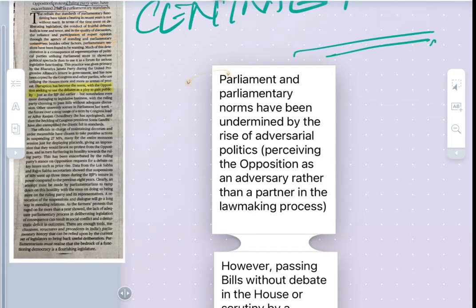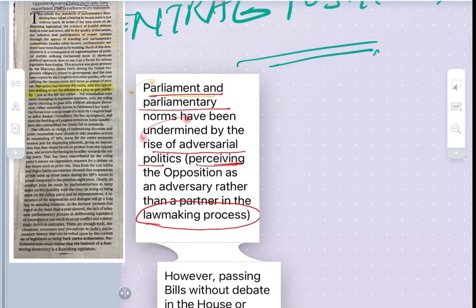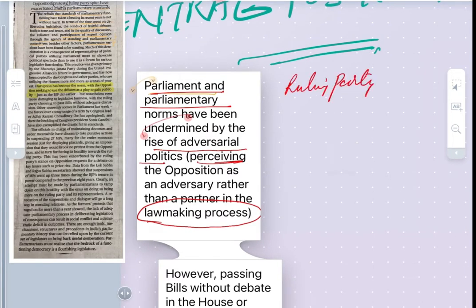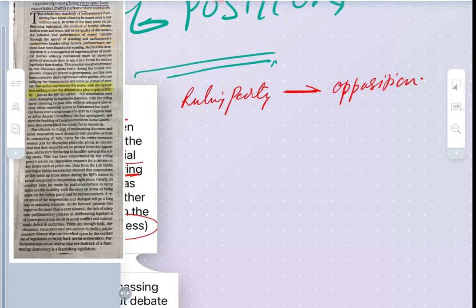So the first thing that has been mentioned here: Parliament and parliamentary norms have been undermined by the rise of adversarial politics, perceiving the opposition as an adversary rather than a partner in the law-making process. First of all, we need to understand this point works both ways: the ruling party towards the opposition and the opposition towards the ruling party.